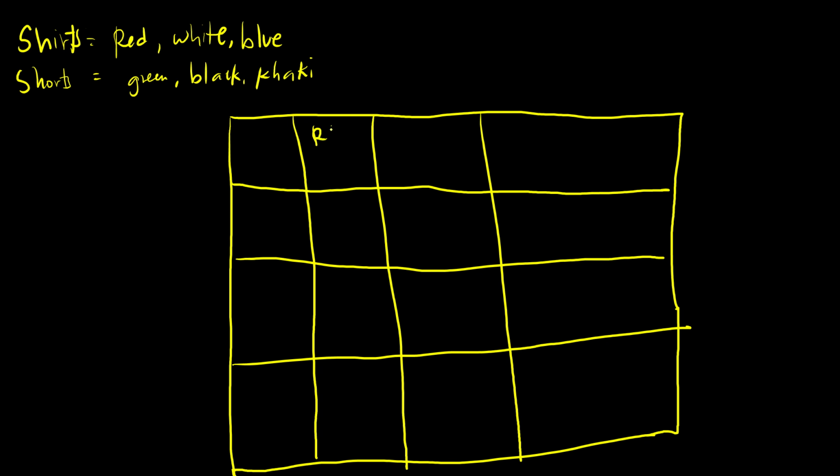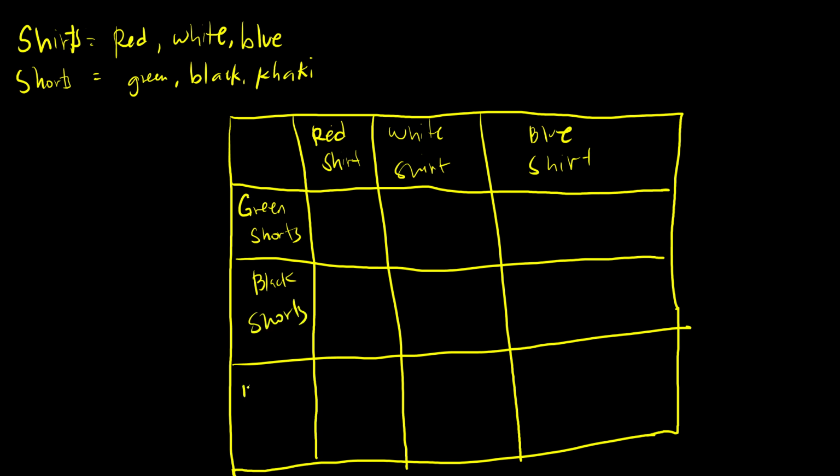For example, ay red shirt, white shirt, then blue shirt. Then sa row heads naman ay yung sa kulay ng shorts. So pwedeng green shorts, black shorts, and yung khaki shorts. Then katulad kanina ay yung intersection ng mga cells.